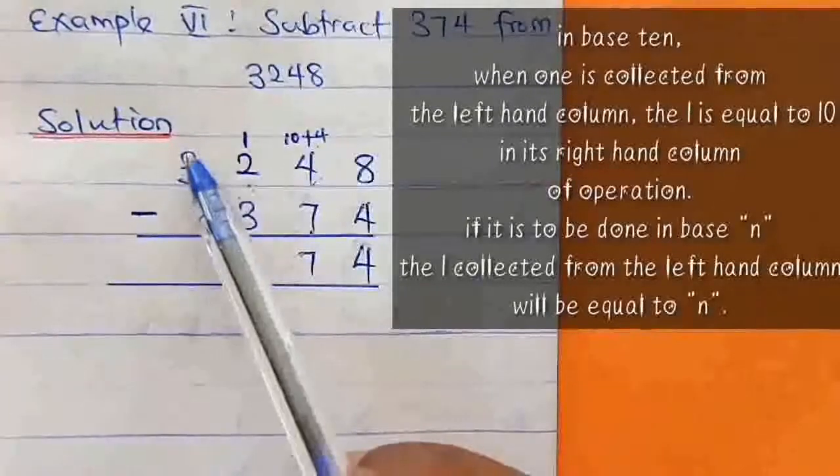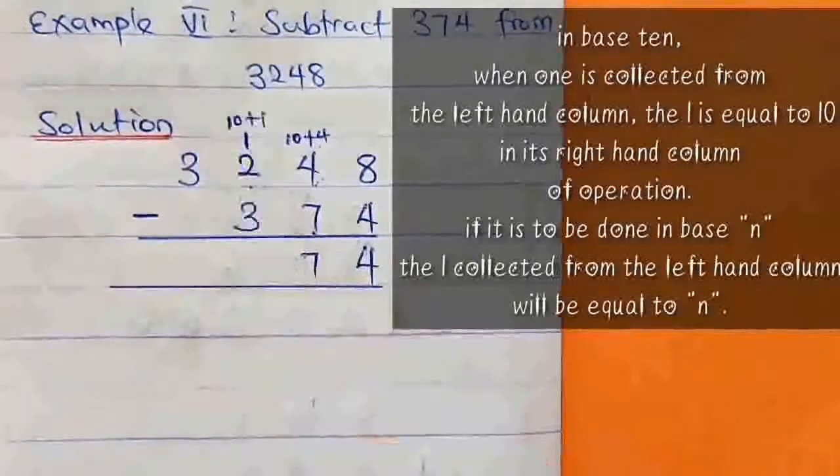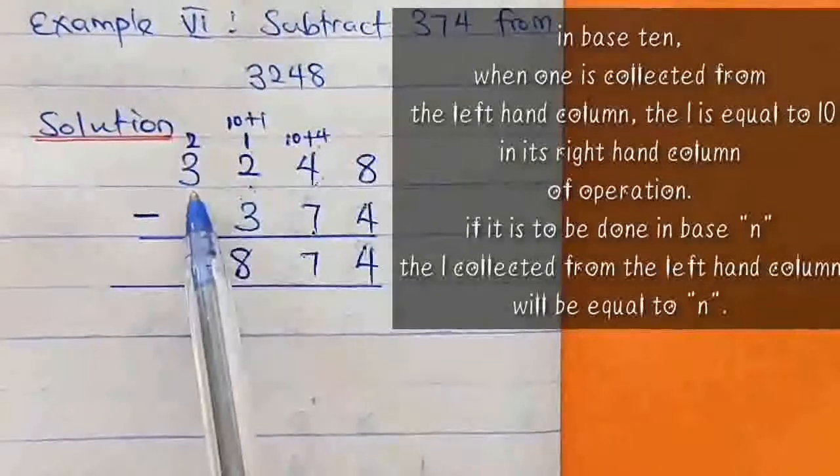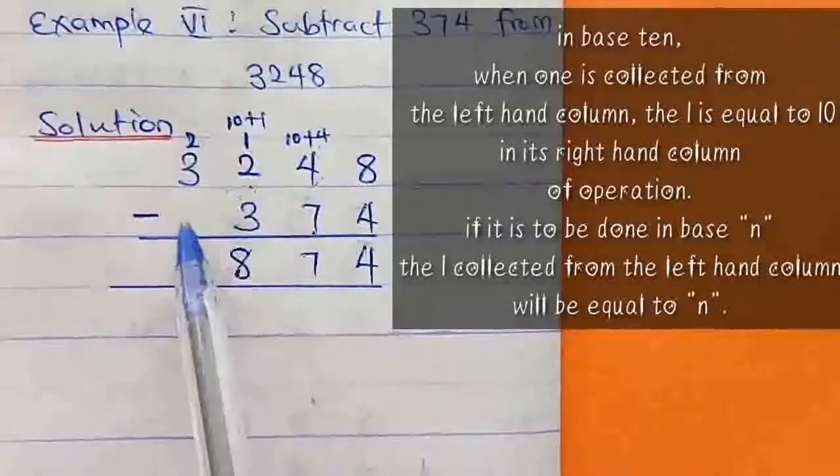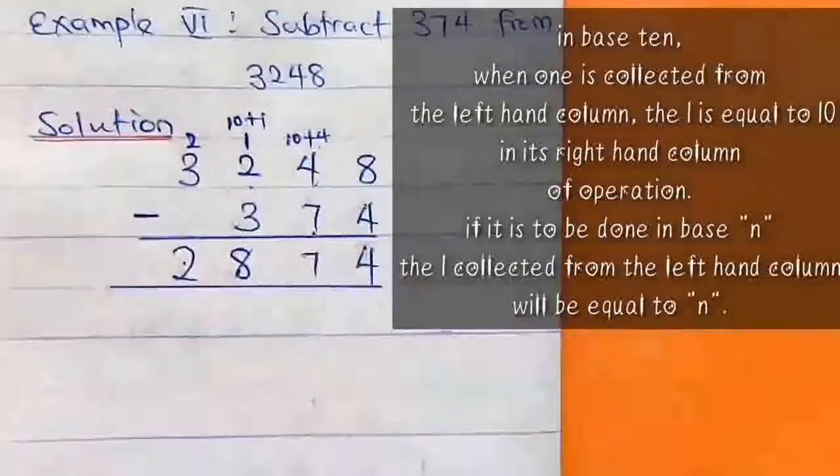Here, the 1 will sound as 10. We will have 10 plus 1, and 10 plus 1 is 11. 11 minus 3 will give us 8. Remember that when this value removed 1, it remained 2. Therefore, 2 minus nothing will remain 2.